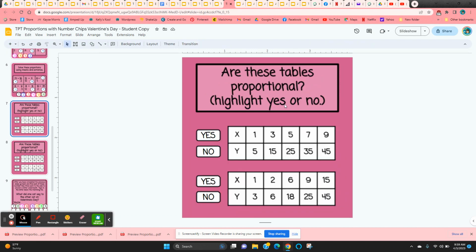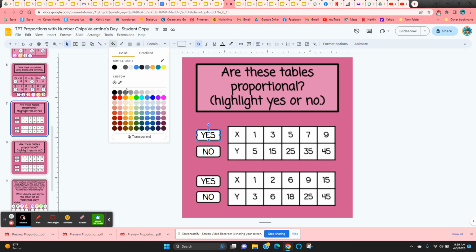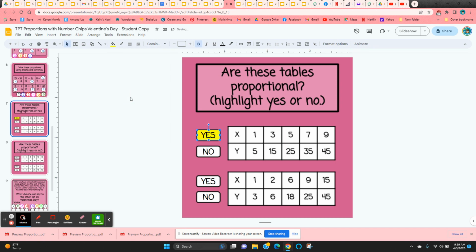Well, they have to determine whether they're proportional. So they look at the x value, and what do they need to do to the x value to get the y value? On the first one, it's multiplying times 5. Every single one of these columns, if they multiply the x value times 5, they get the y value. So that makes it proportional. So they click on the yes, come up here to the fill color feature. They can choose any color they want and highlight the yes.